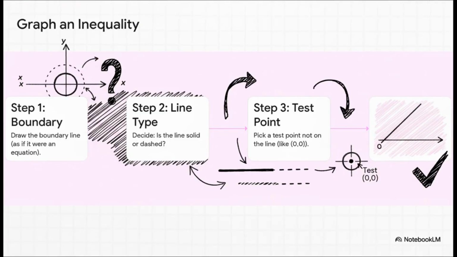It actually starts out the same way. First, you just pretend it's a regular equation, and you draw the line. We call this the boundary line. But then, we have to make a couple of really key decisions. First, is that boundary line itself part of the answer? And second, which side of the line has all the good stuff, all our correct solutions?